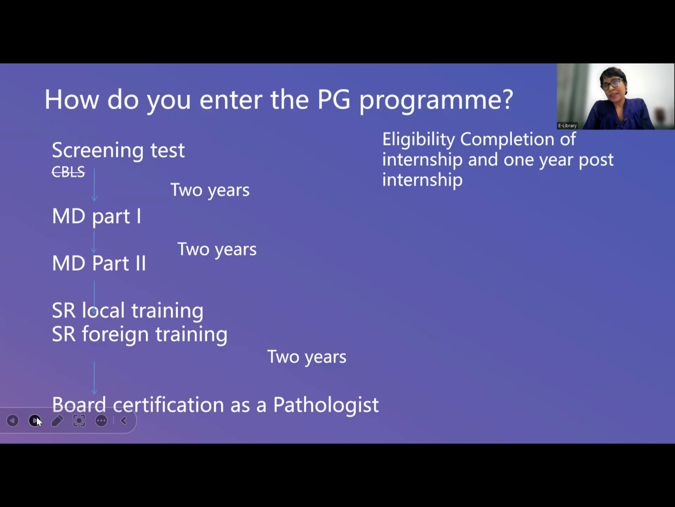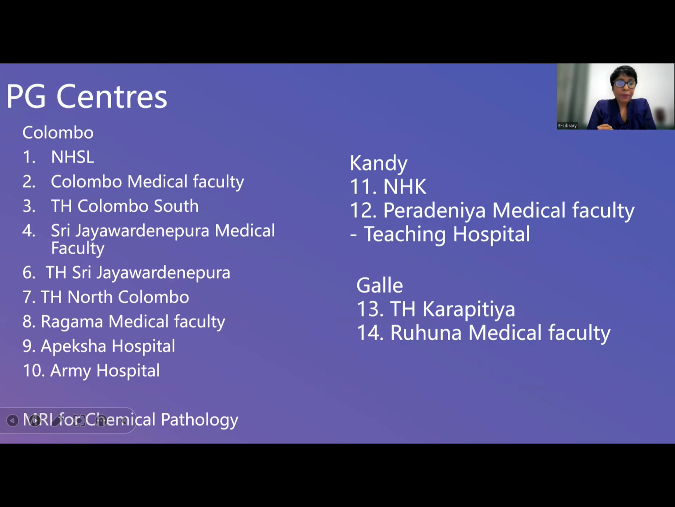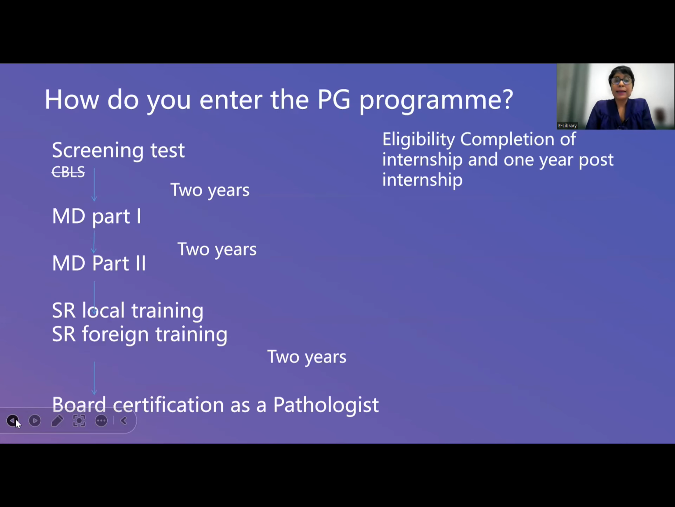Right, so how do you enter the program? There will be a screening test, and then after 2 years of training, you have your MD part one, then after another 2 years, MD part two. After successful completion of MD part two, you have 1 year of local training, 1 year of foreign training, and then if everything goes smoothly, you can become a board certified pathologist in 6 years' time.